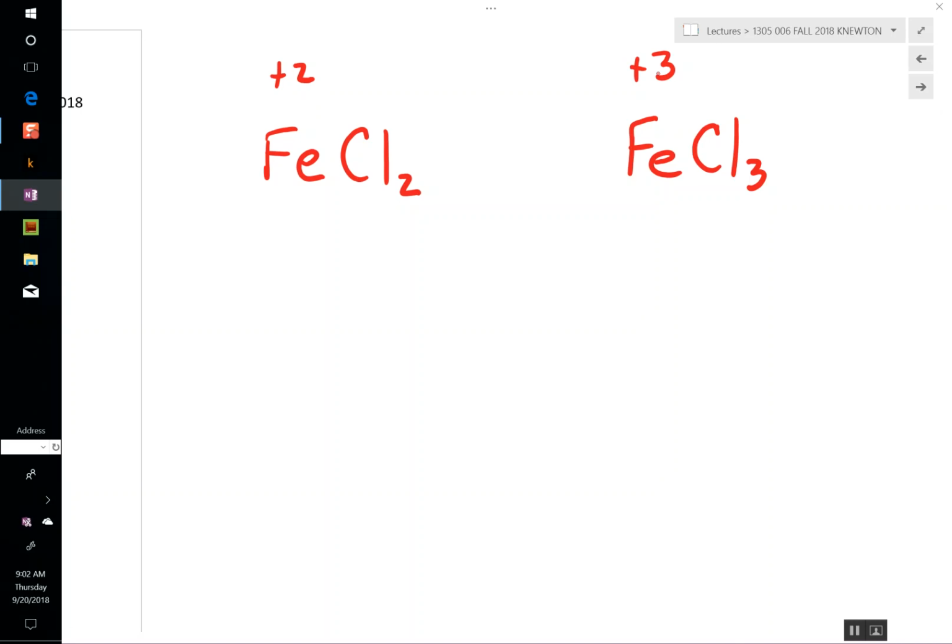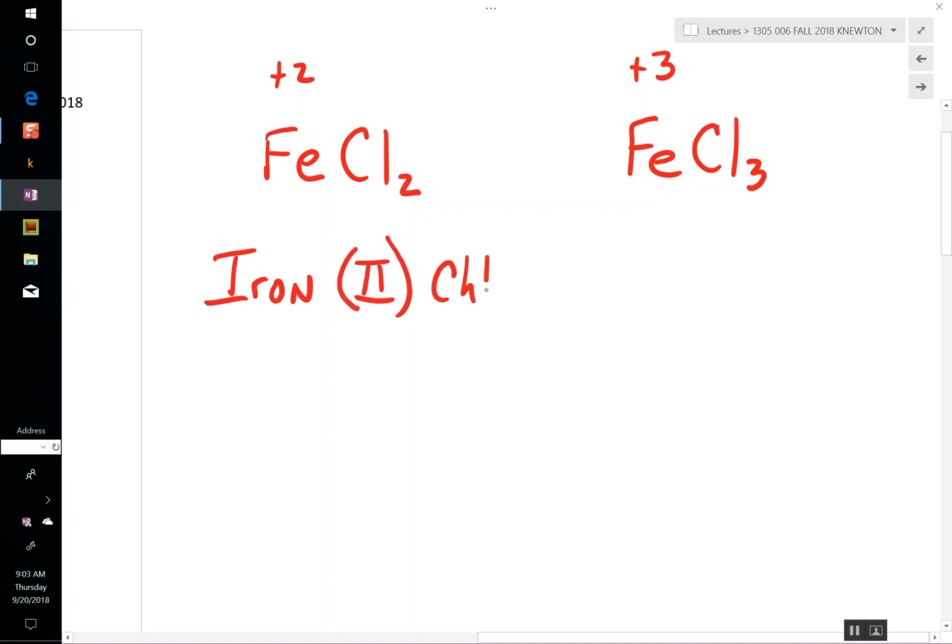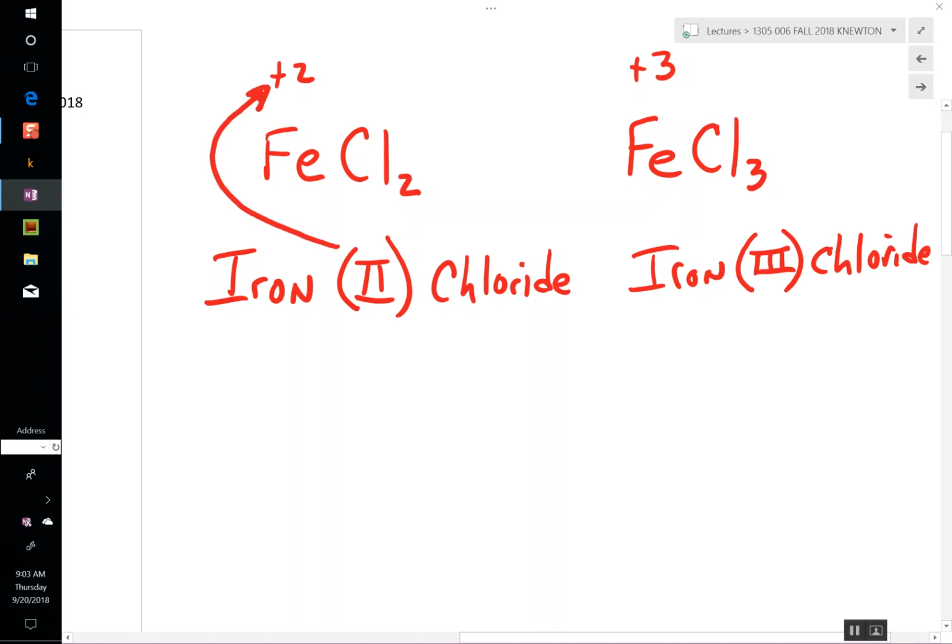Follow me? This is called iron 2 chloride. And this is called iron 3 chloride. Roman numerals here. We're using Roman numerals. Iron 2 or iron 3. And the 2, the Roman numeral, refers to the charge that is on the iron.